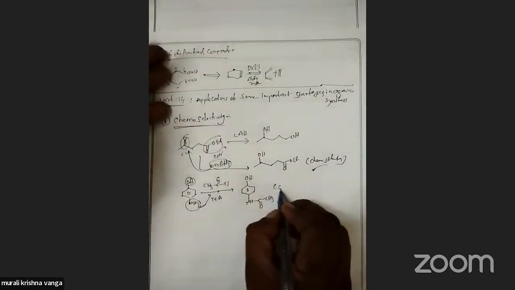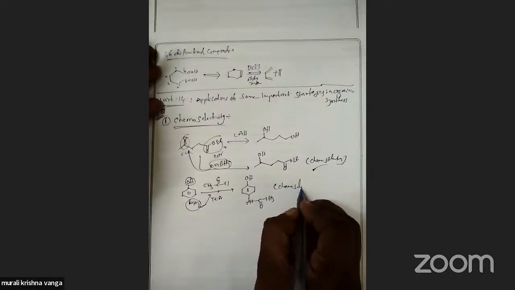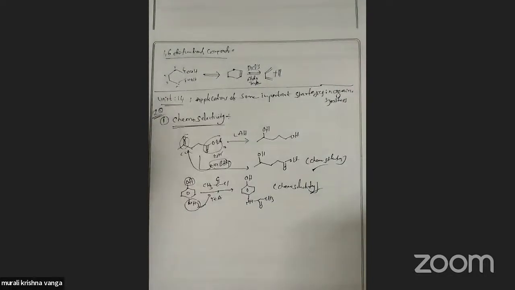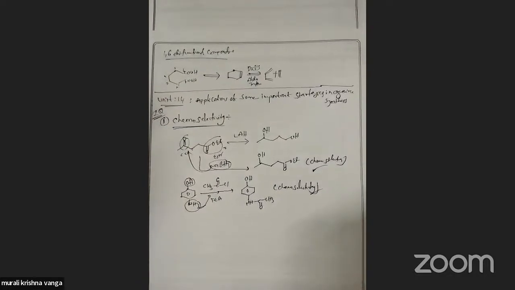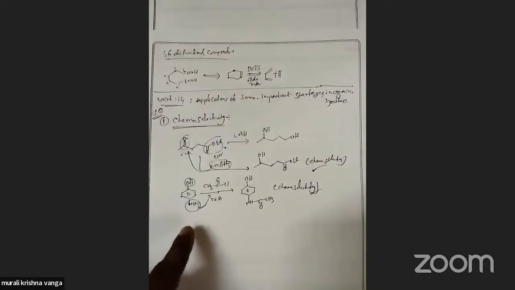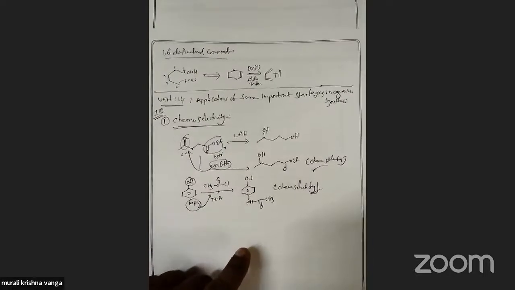This is also an example for chemoselectivity. Here two functional groups are there, the hydroxy group and the amine group. But the acyl group preferentially reacts with the amine group, leaving the hydroxy group. Therefore, the acylation takes place at the amine only, not at the hydroxy group. This is one example for chemoselectivity.